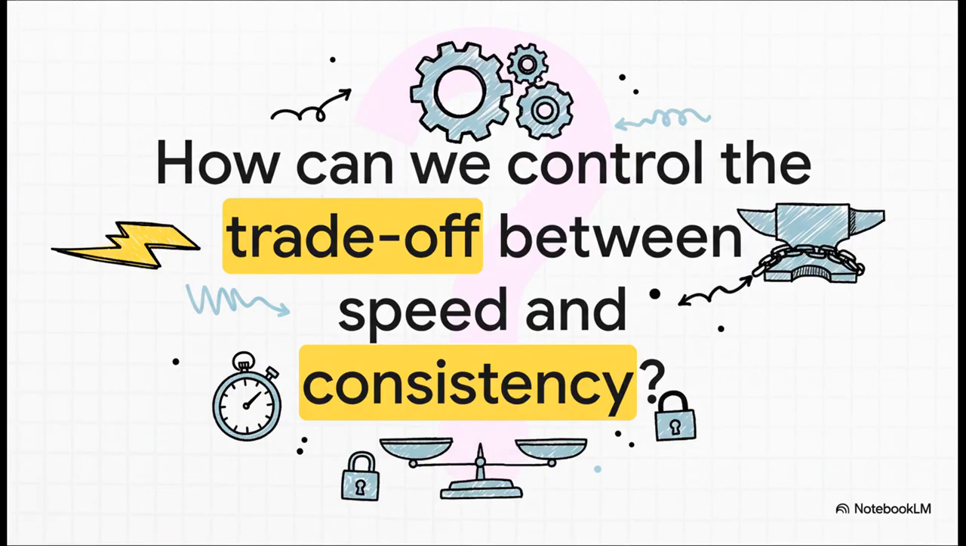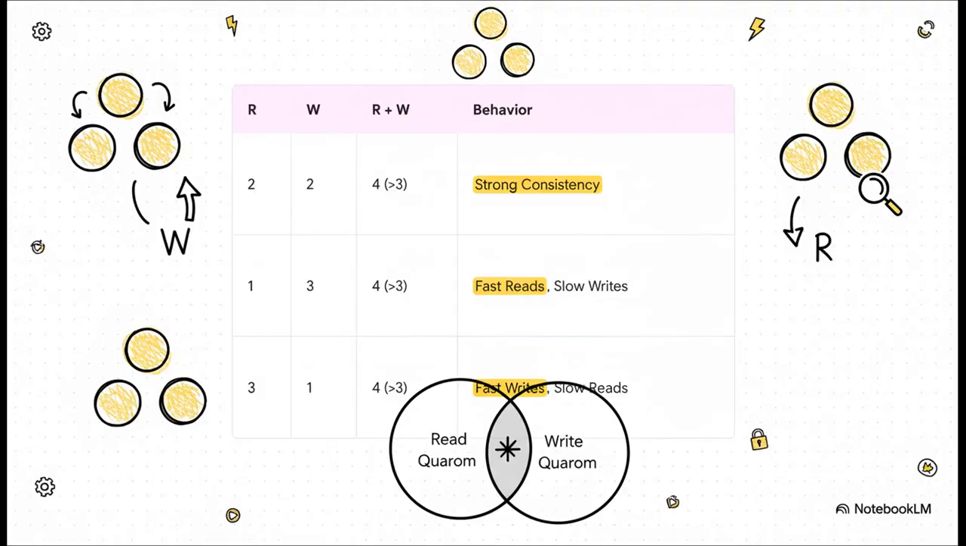Now, one of the key requirements for a system like this is that it needs to be configurable. Not every application has the same needs, right? Some might need blazing fast reads, others might need rock-solid consistency for writes. One size definitely does not fit all. So how do we let developers tune this behavior? The answer is tunable quorums.